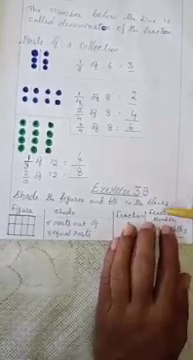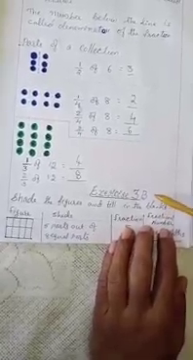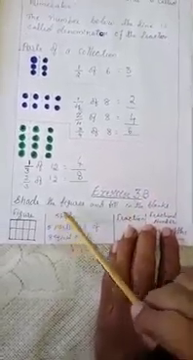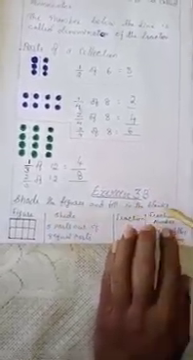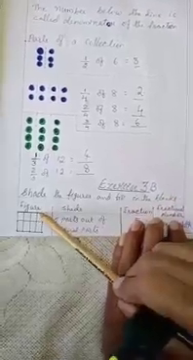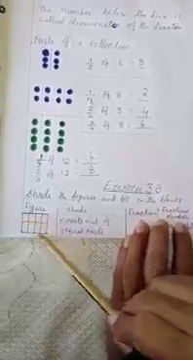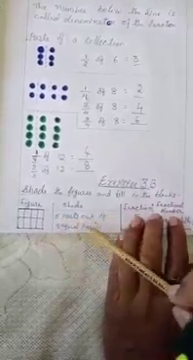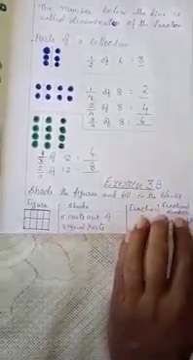Now we will start exercise 3B. This you have to write in your book only with the pencil. Shade the figures and fill in the blanks. Figure you can see here, divided into 8 equal parts. Here it is written 5 parts out of 8 equal parts. So you have to shade it.